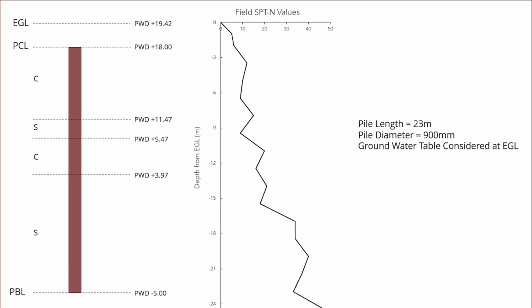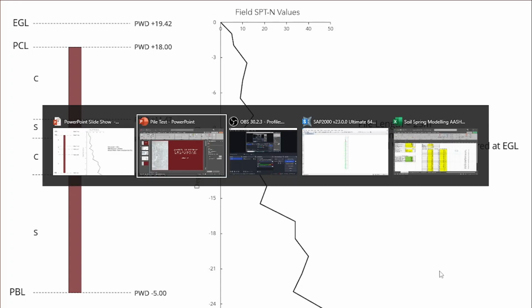We use this data and calculate the pile capacity according to the AASHTO 2017 guidelines. After that, we make soil springs so that we can use them in the software to numerically validate the data. I will just jump to the Excel now.